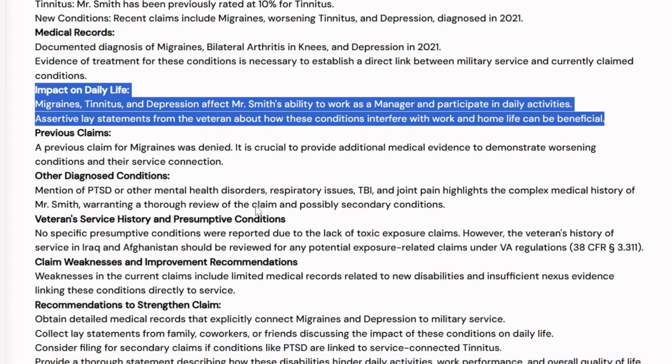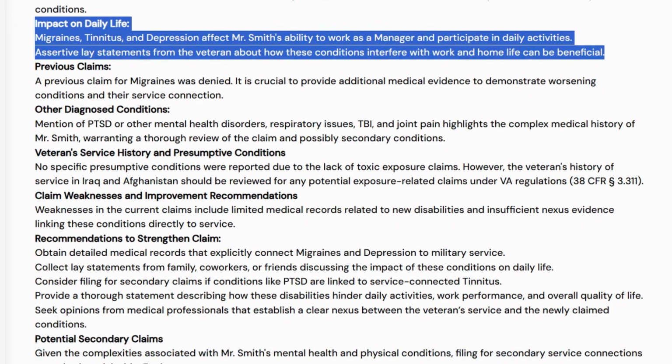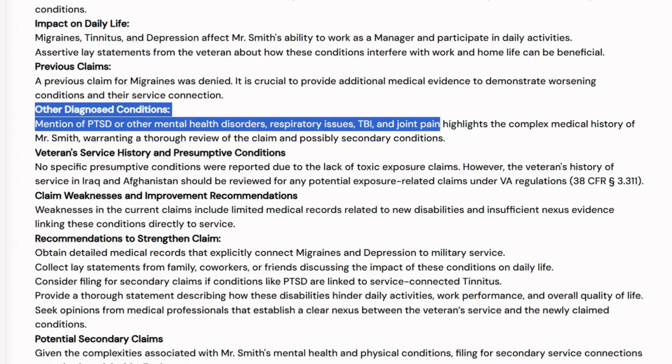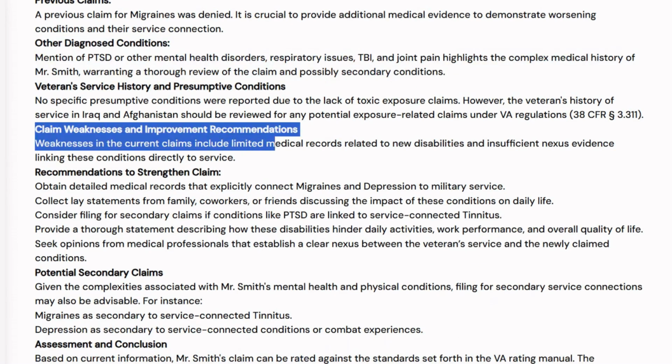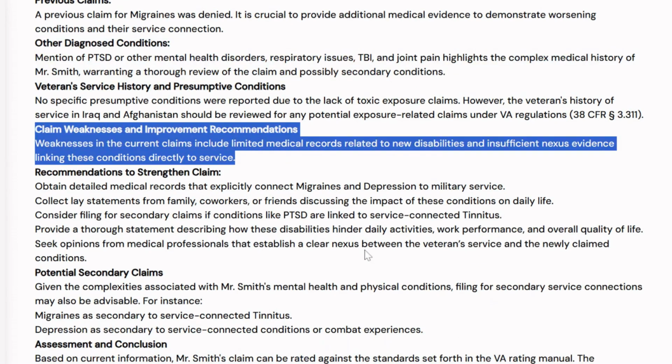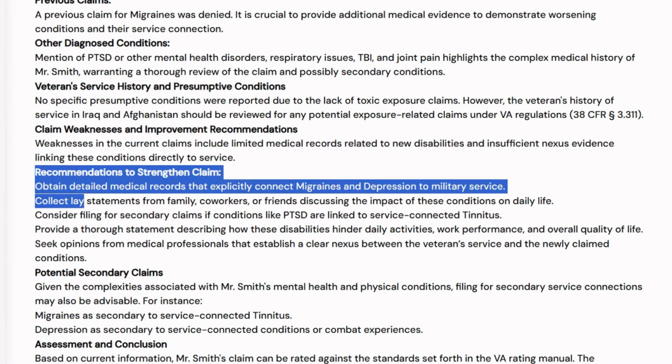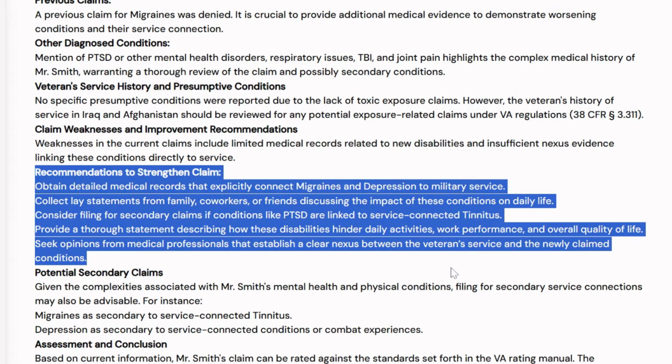Next, look at the evidence section. It shows your existing ratings and new conditions. Pay close attention here because it points out what documentation you still need. The impact on daily life section is crucial. Use this to guide conversations with your doctors and when writing personal statements.